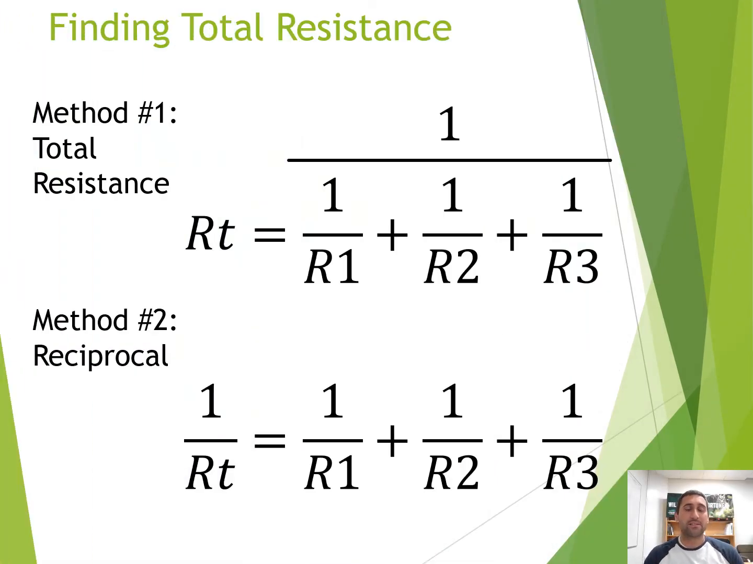We've got a couple of methods that we can use to find total resistance. This is our total resistance formula at the top, where RT is equal to 1 over R1 plus 1 over R2 plus 1 over R3. Or the reciprocal method, which is 1 over RT is equal to 1 over R1 plus 1 over R2 plus 1 over R3. In essence, these two are the same thing, because once you do the cross multiplication of method 2, you will come up with the formula in method 1.